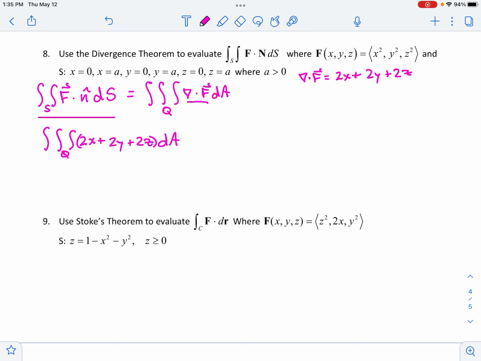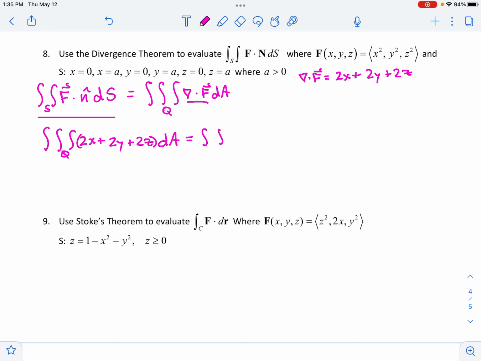Now you could deal with this integral by doing one surface at a time, calculating the surface integral for each of those surfaces. But this theorem gives us a way that we can get around that. So you can see this would be a lengthy process if we didn't have the divergence theorem. So let's see what we've got here now.